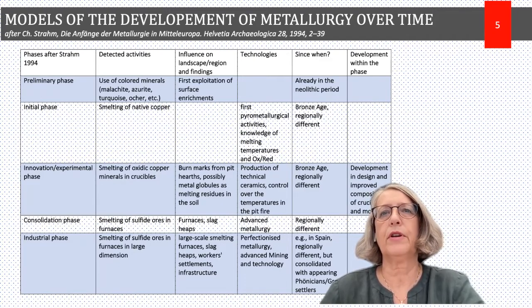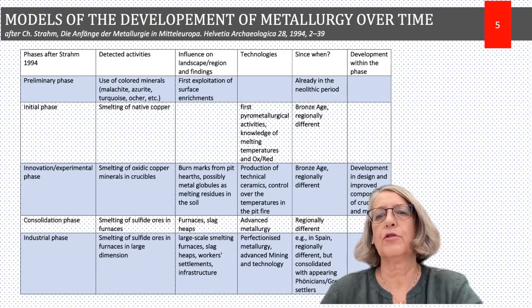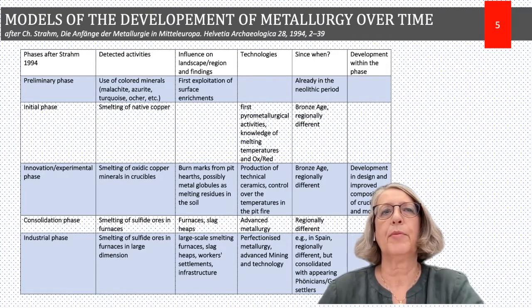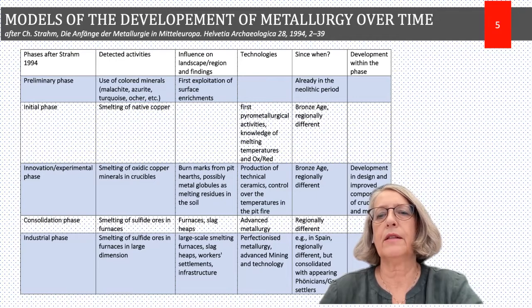The innovation and experimental phase is initiated by the first smelting of oxidic copper minerals in crucibles, which comes along with the first production of crucibles, petards, a controlled smelting environment, and possibly metal globes as relics from the pyrometallurgical smelting in the soil. The consolidation phase follows with advanced smelting of sulfide minerals, and furnaces, furnace slags, and slag heaps occur.